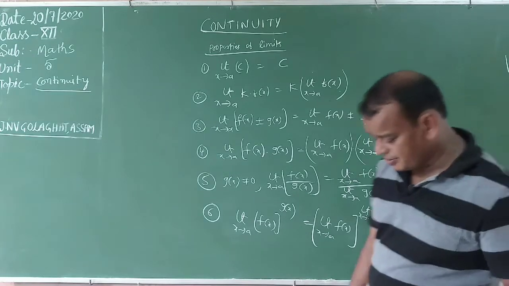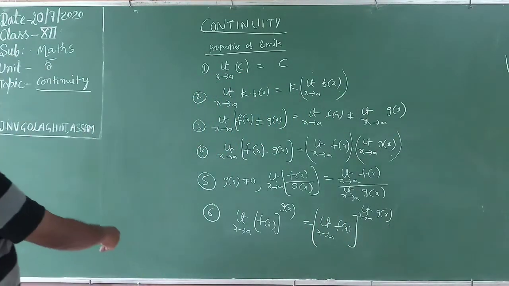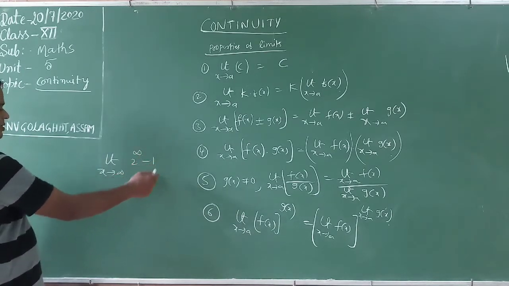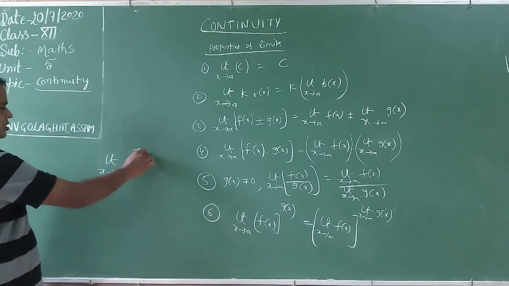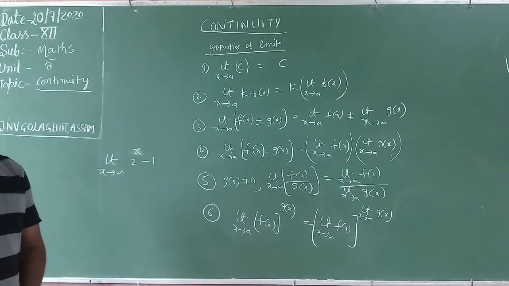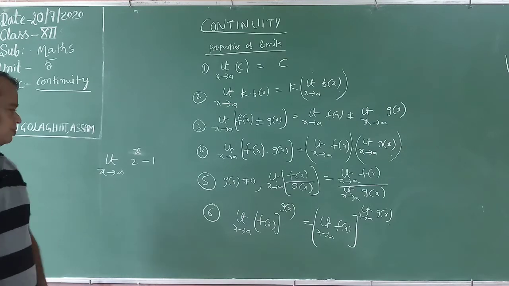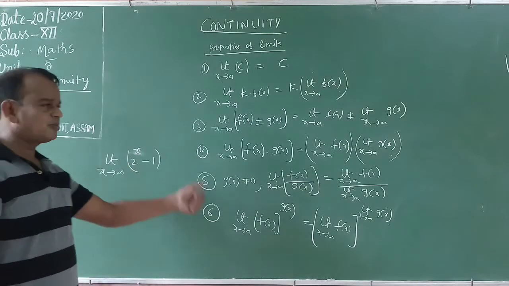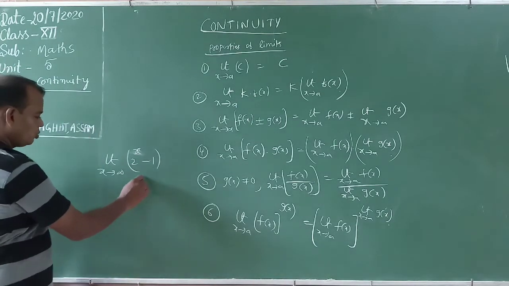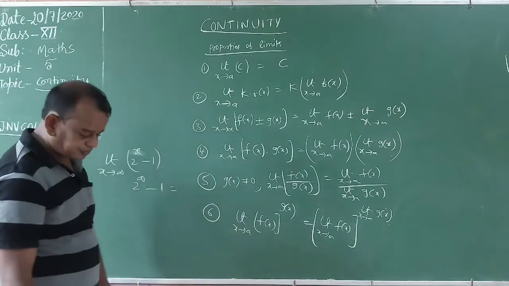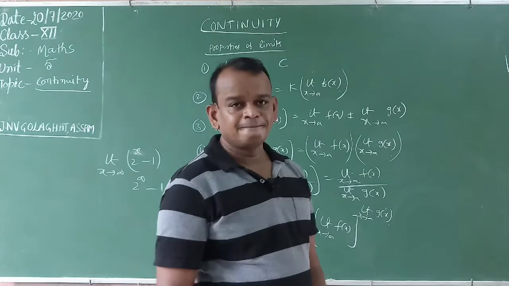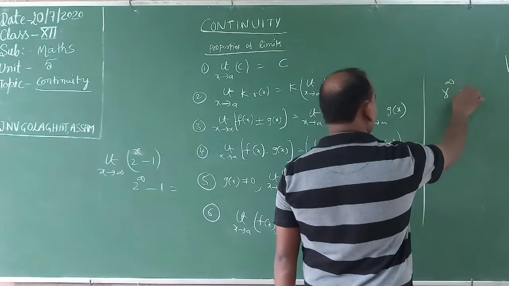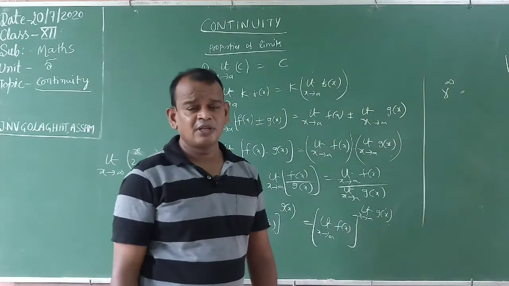But suppose I am asking, what is the value of, suppose we do the problem, limit x tends to infinity of 2 power x minus 1, is equal to what? Limit x tends to infinity of 2 power x minus 1. Now I have to substitute the limit: 2 power infinity minus 1. What is the answer? Tell me. Now that's why r power infinity, where r is a real number, no problem at all.